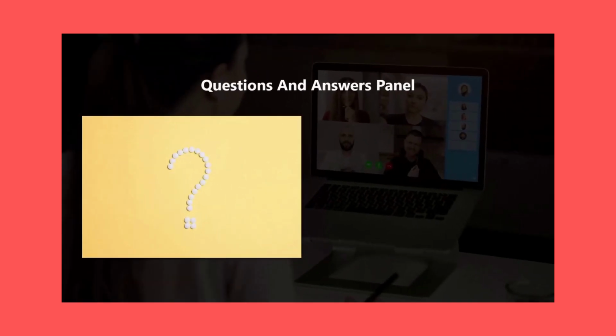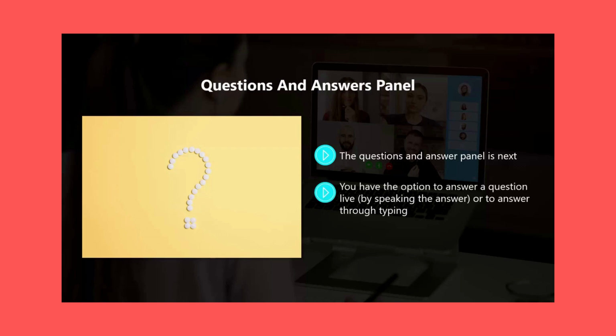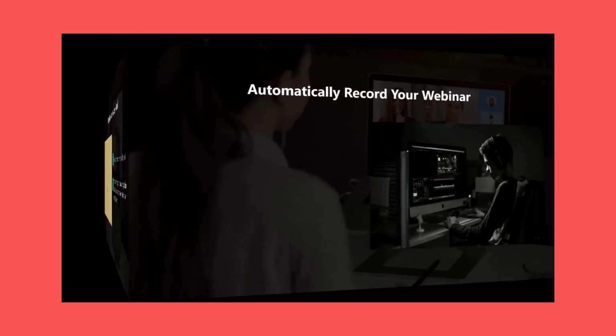Questions and Answers panel. The Questions and Answer panel is next. You need to tell Zoom if you want a Q&A panel for your webinar, which we always recommend. With this enabled, you will have full control over the session as the host. You have the option to answer a question live by speaking the answer or to answer through typing. It is also possible for you to dismiss certain questions if you want. You can open them up again afterwards.